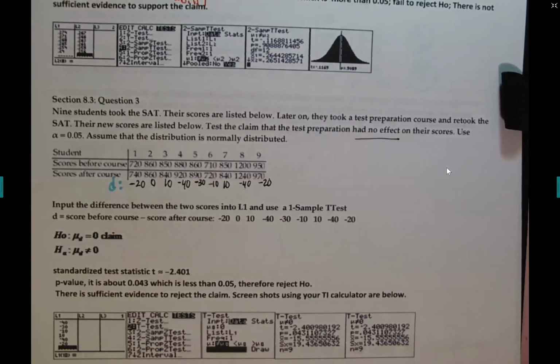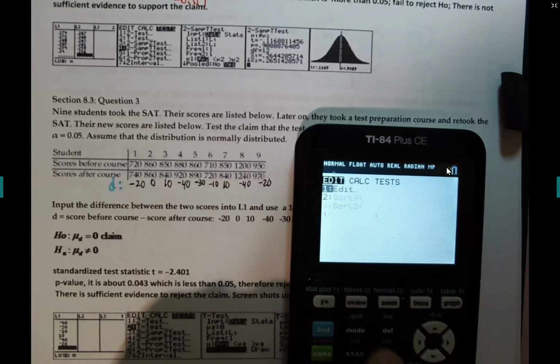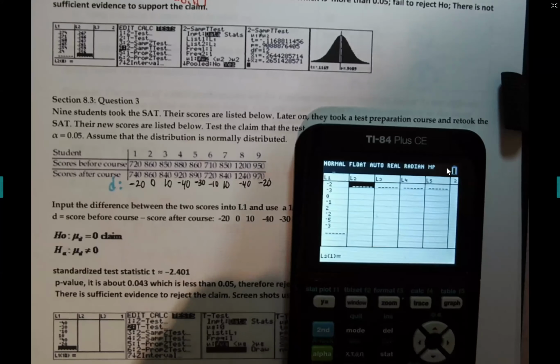And now we go to the calculator. Let me just show you. You go to stat, edit. Let me just put them in L2: negative 20, 0, 10, negative 40, negative 30, negative 10, 10, negative 40, negative 20. There you go.